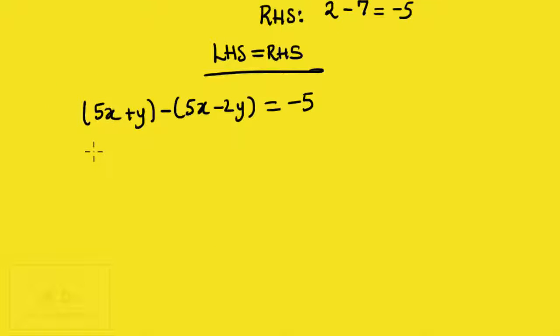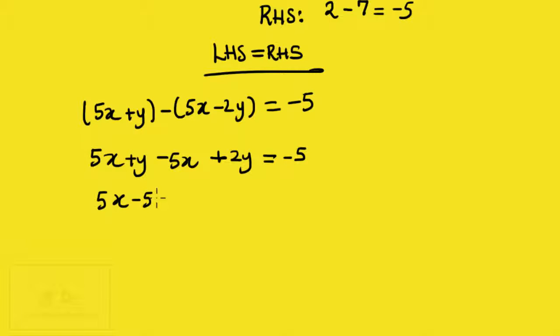So simplifying gives 5x plus y minus, so minus times 5x is minus 5x, minus times minus 2y is plus 2y, is equal to minus 5. Rearranging by putting like terms together gives the expression. So I'm bringing all the x's together and all the y's together, and this gives.